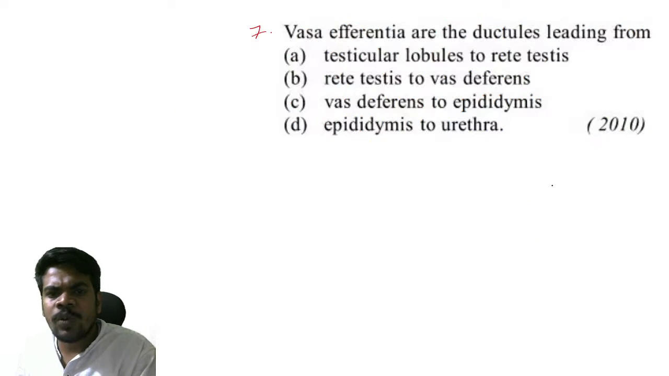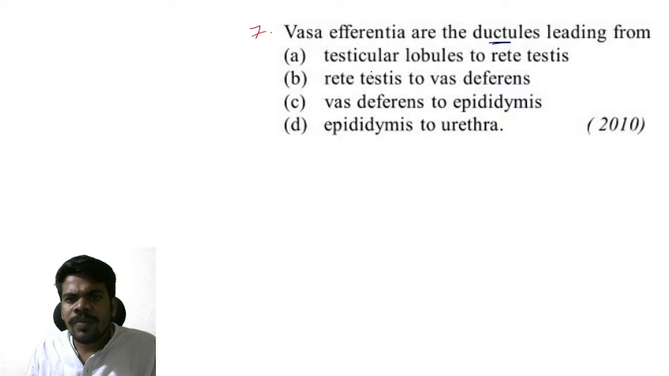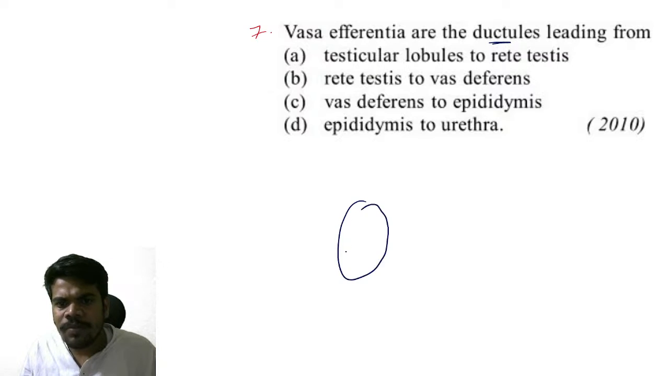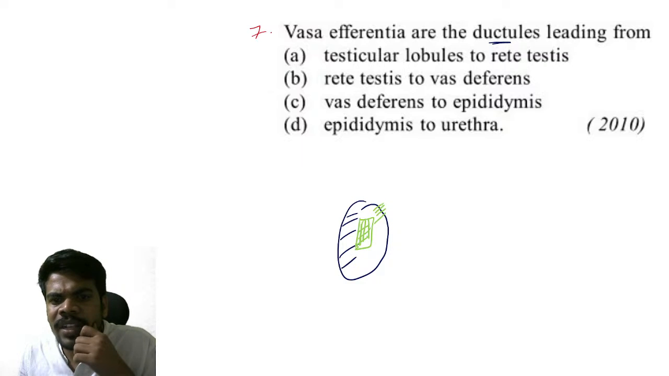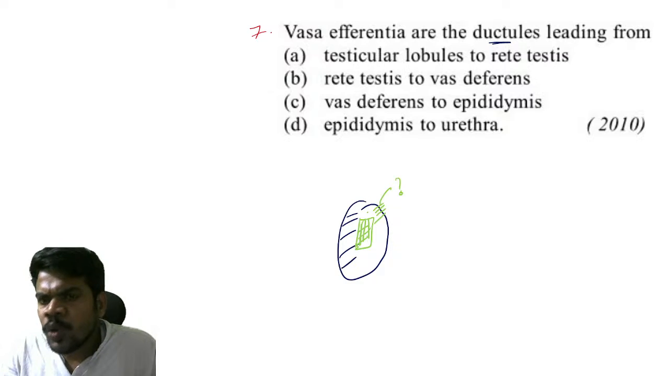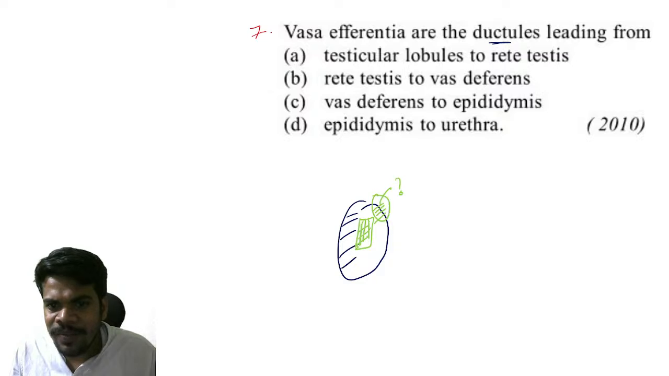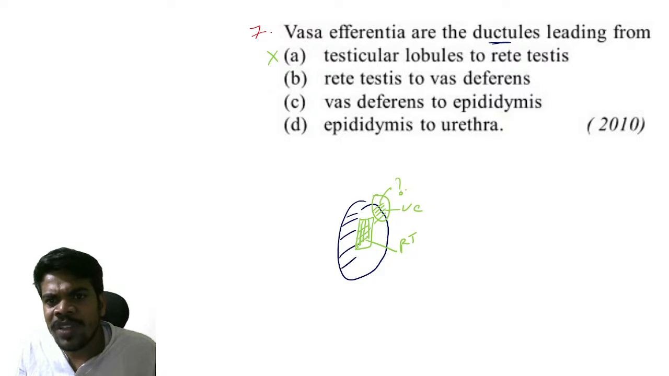So let's see the questions from this. Vasa efferentia are the ductules leading from testicular lobules to the rete testis. These are the lobules, and here is the rete testis, and these are the vasa efferentia. Can anybody say about this question? No, it is outside the rete testis. Rete testis is here and the vasa efferentia are there. So it is wrong.